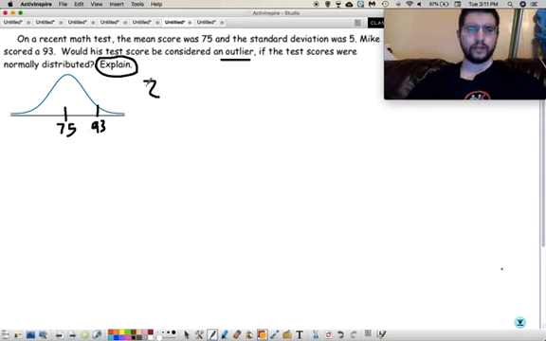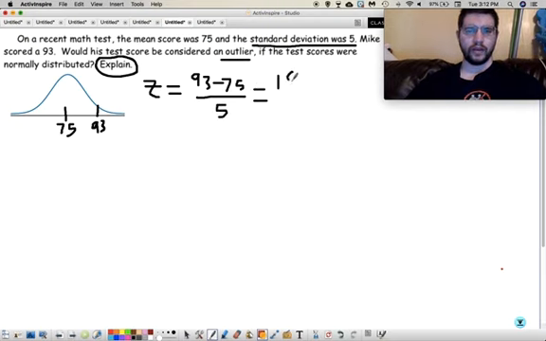So I'm going to convert it. It's going to be 93 minus 75 over, and the standard deviation is 5. 18 over 5, and that's 3 and 3/5, so 3.6. So that's a pretty large z-score there. It's over 3.5 standard deviations away from the mean. So if I were looking at this, I'd say, yeah, that's probably an outlier. Let's see what the probability is of it being 93 or greater.